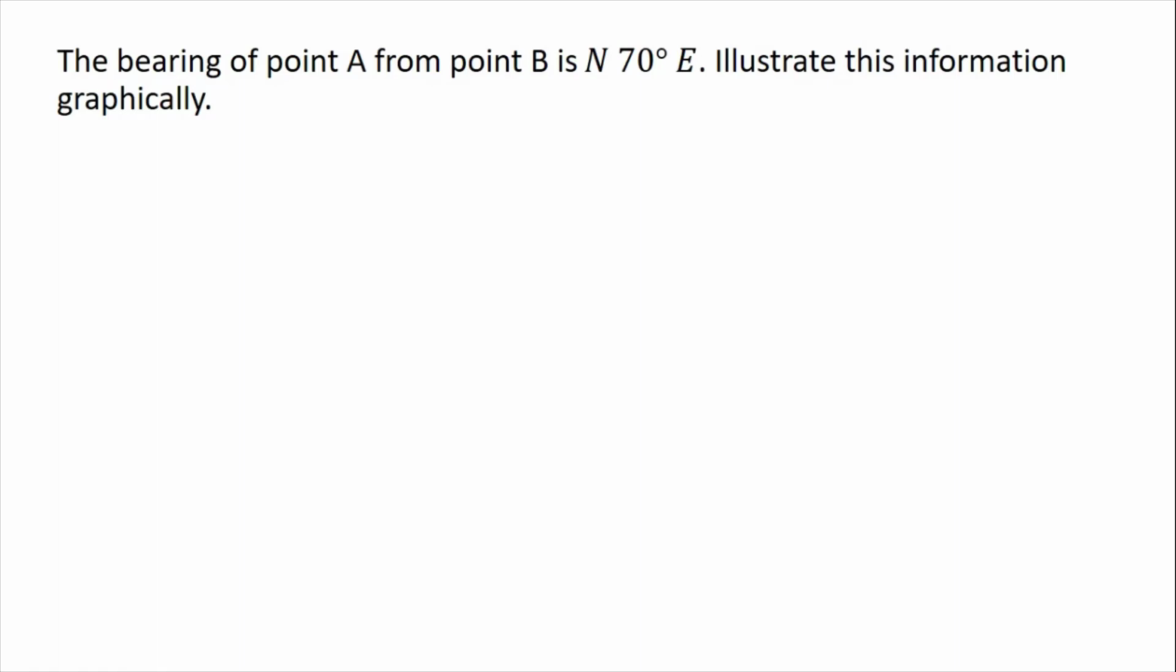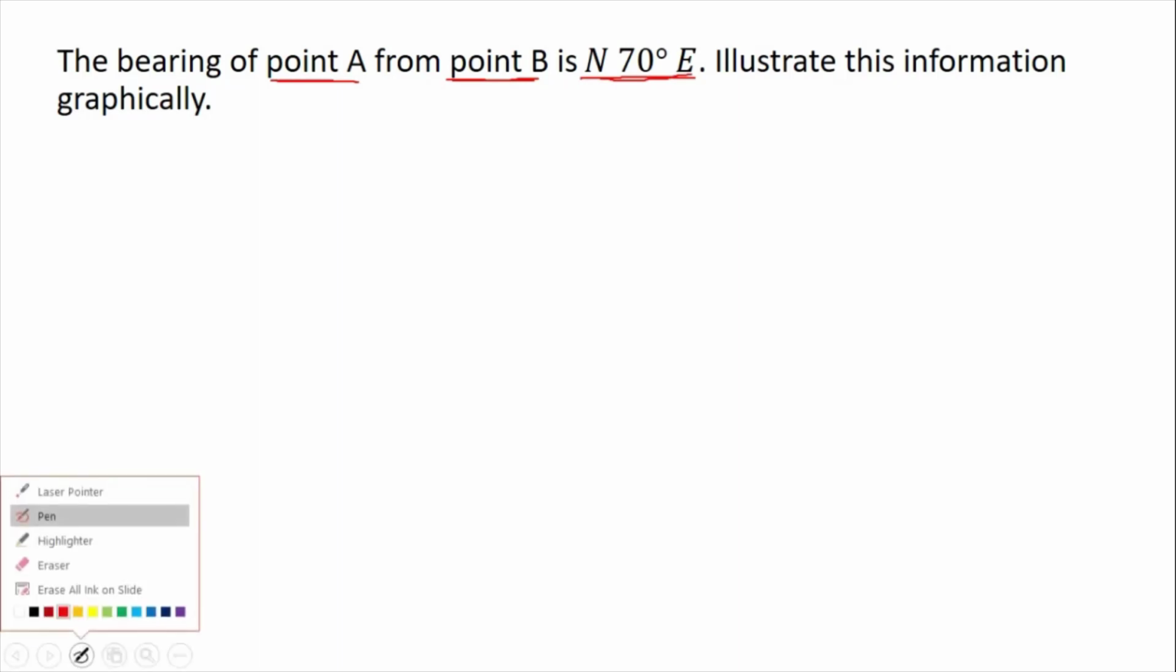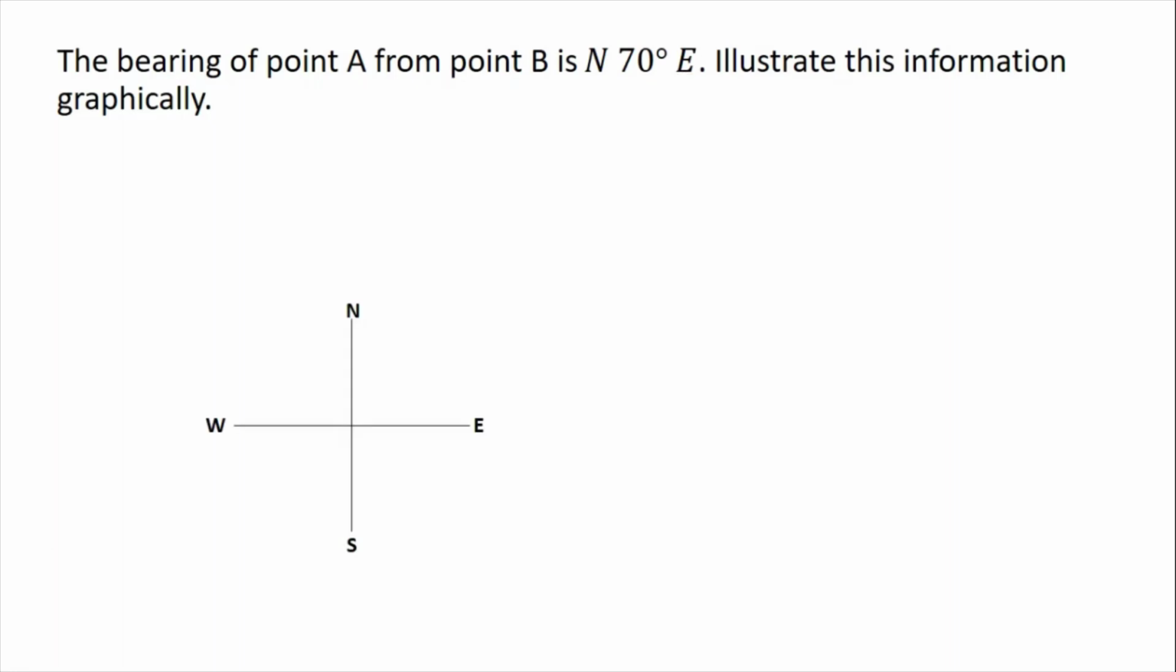In the previous video, we learned that this is an example of a compass bearing. The question is telling us to represent the bearing of point A from point B. It means that in this case, we are going to start from point B and we get to point A. So point B is our starting point. The bearing given to us is north 70 degrees east and our ending point is point A. So in order to represent this information on a diagram, what you do is that you draw your diagram as you've been doing all along.